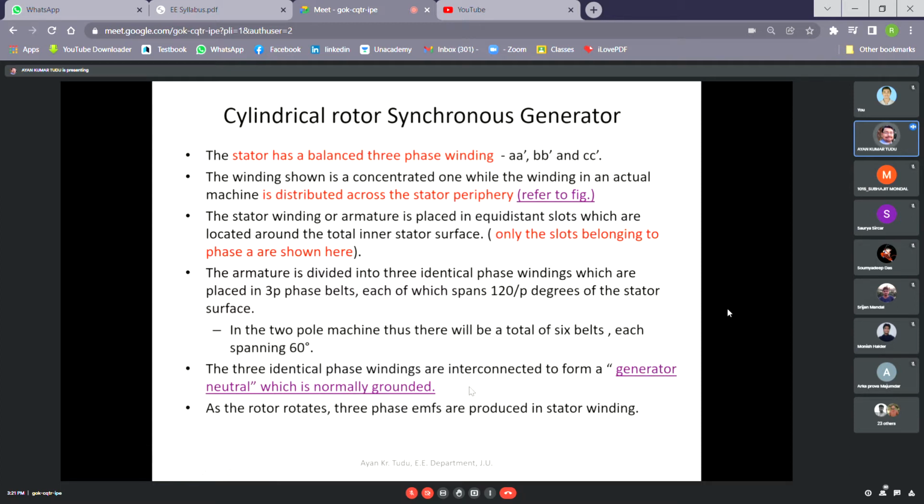As the rotor will be rotating, the three-phase EMFs are produced in the stator winding. Okay, so as the rotor rotates, three-phase EMFs are also produced in the stator winding.